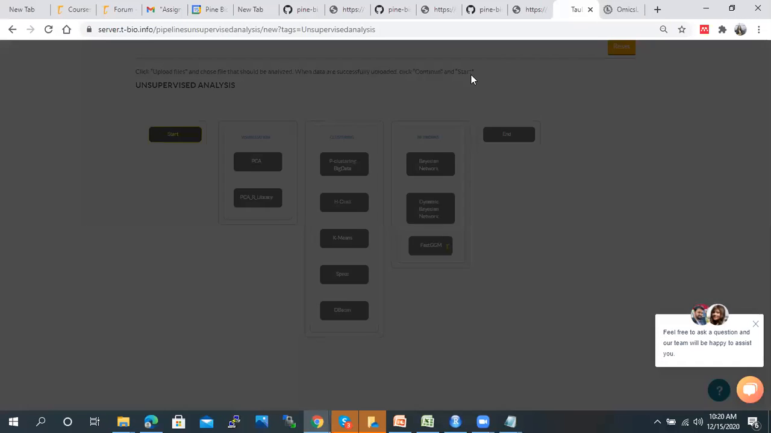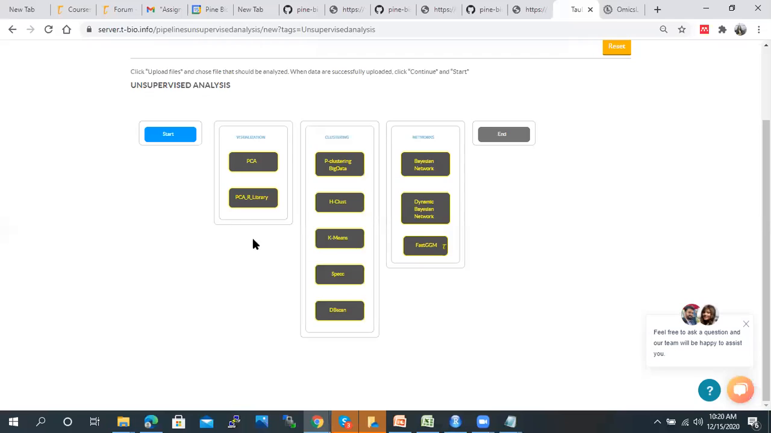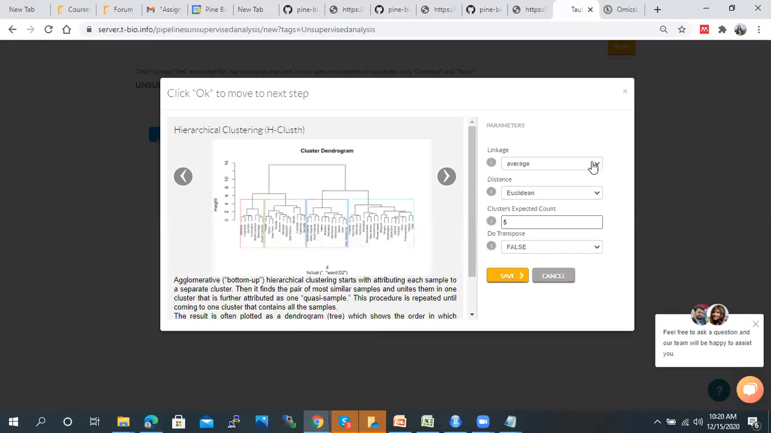So after start, we can go under the clustering. Here you will find k-means clustering and different clustering methods. Here we are selecting H cluster, which is hierarchical clustering. After clicking on hierarchical clustering, you will find different parameters. Here you will get average. If you click on this, you have different methods: ward.D2, centroid, complete, single, and average. You can find details of these methods in the transcriptomics 3 course. These are the different linkages.